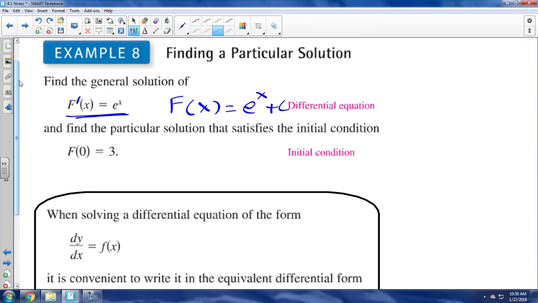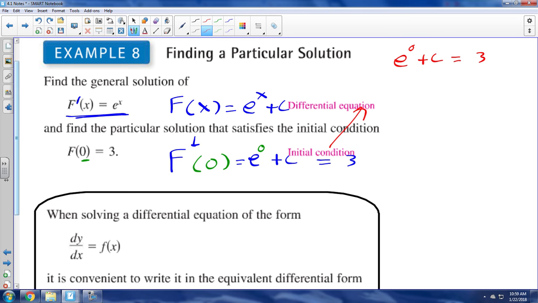So look at that blue equation for a second, and let's just talk about that for a minute. Well, here's the deal. We know that if x is 0, if we put 0 into this, we should get, for the whole equation, f of 0 should equal 3. So this whole thing should equal 3. So in a sense, we have the following. This whole thing is e to the 0 plus c should equal 3. E to the 0 is 1, so 1 plus c should equal 3. c is equal to 2.